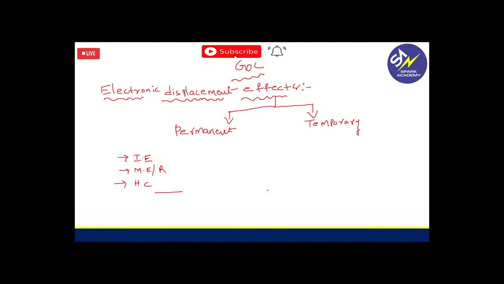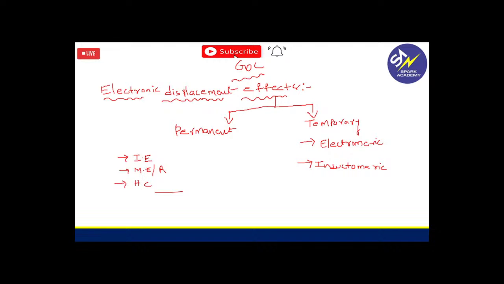Now examples of temporary effects: electromeric effect and inductomeric effect. See why these are called permanent effects: inductive effect, mesomeric effect, and hyperconjugation.